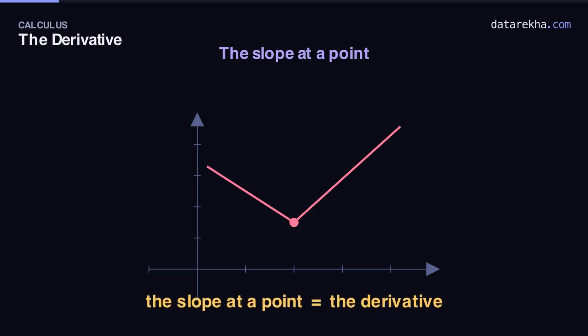That single idea, a well-defined slope at a point, is the derivative. Smooth points have one, corners and breaks don't. Let's build it, carefully, out of something you already know. The humble slope between 2 points.